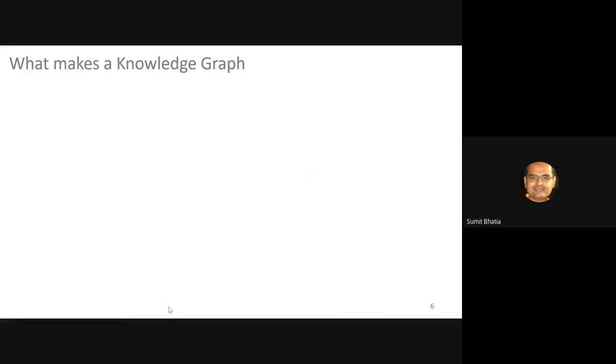Okay, so now a few important points. We talked about knowledge graphs, that there are entities and then there are nodes. But then can we say that every data set that is in the form of a graph, can we call it a knowledge graph? I would say no.